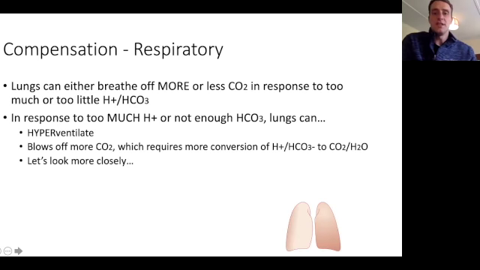Respiratory compensation: as you'd assume, the lungs can either breathe off more or less carbon dioxide in response to too much or too little hydrogen ion or bicarbonate. They can hyperventilate to blow off more CO2, which requires more conversion of hydrogen and bicarbonate to CO2 to balance that.